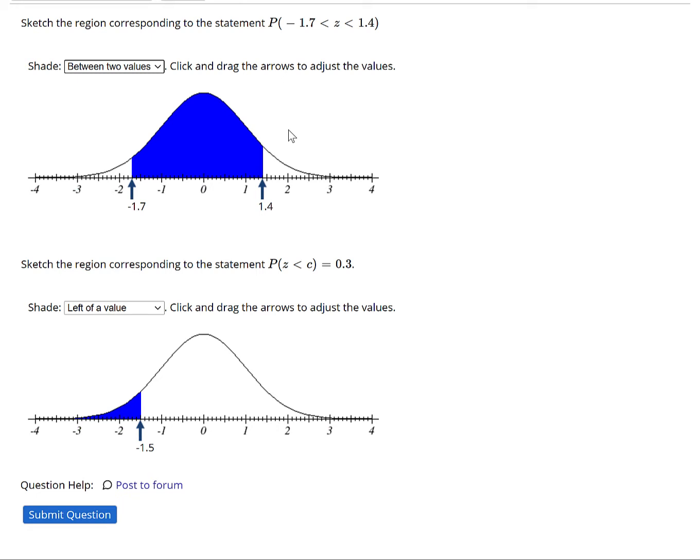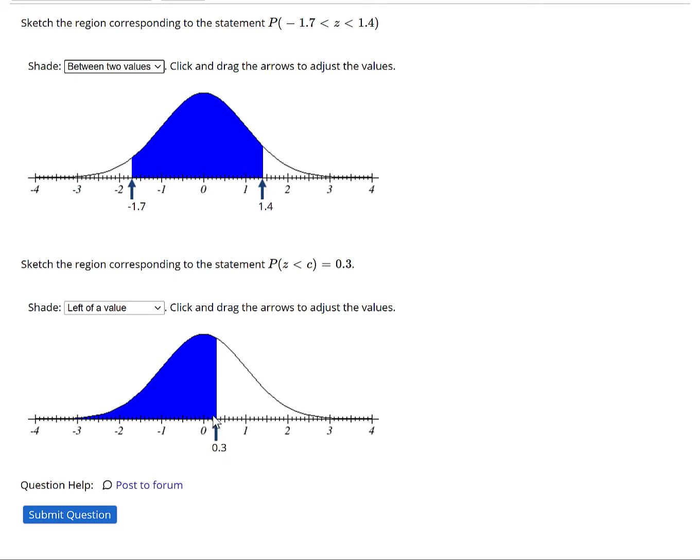Sketch the region corresponding to the statement, the probability that z is less than c equals 0.3. Now, the first reaction that students often will have is to slide the z-score up to 0.3. But the thing is, in this particular question, what we want is the value of the shaded region, so the total area under the curve, to be 30%, not the z-score.